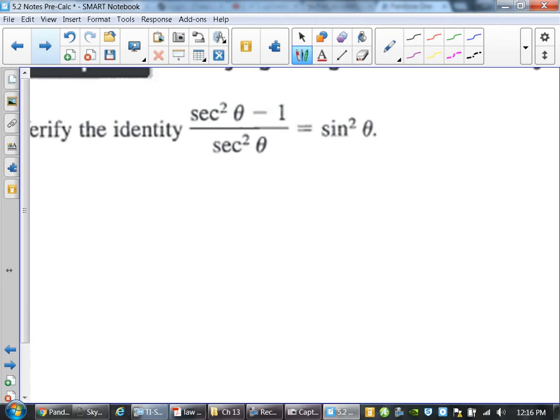So I have secant squared theta minus 1 over secant squared theta.